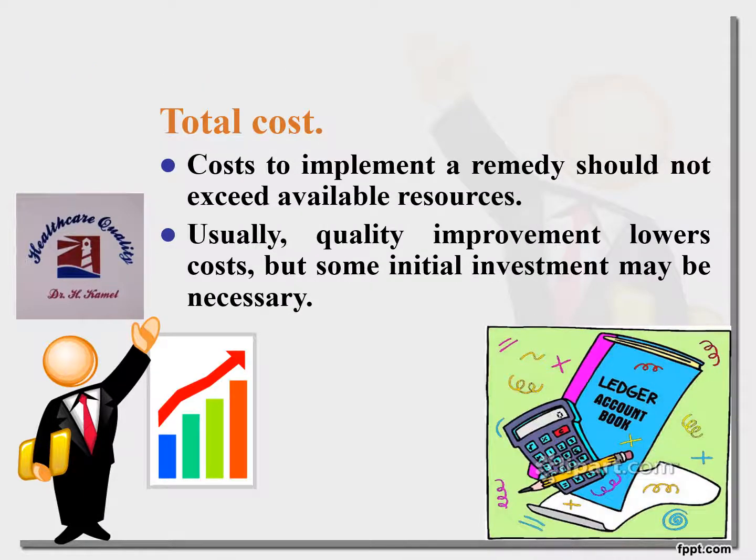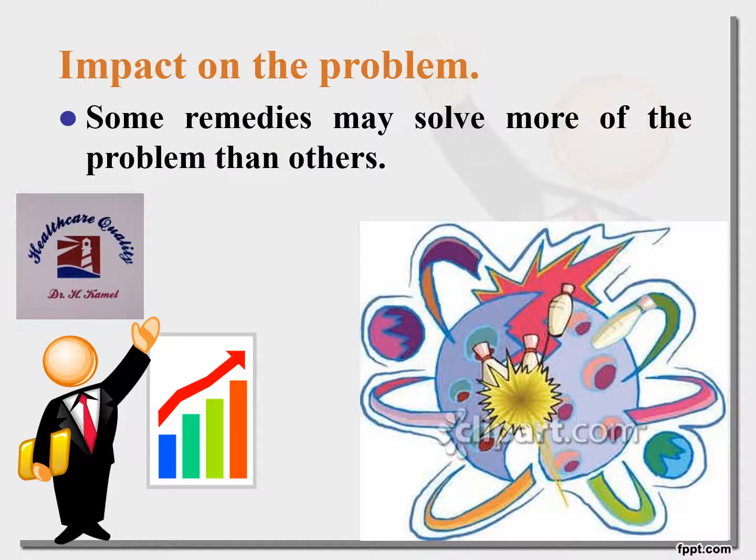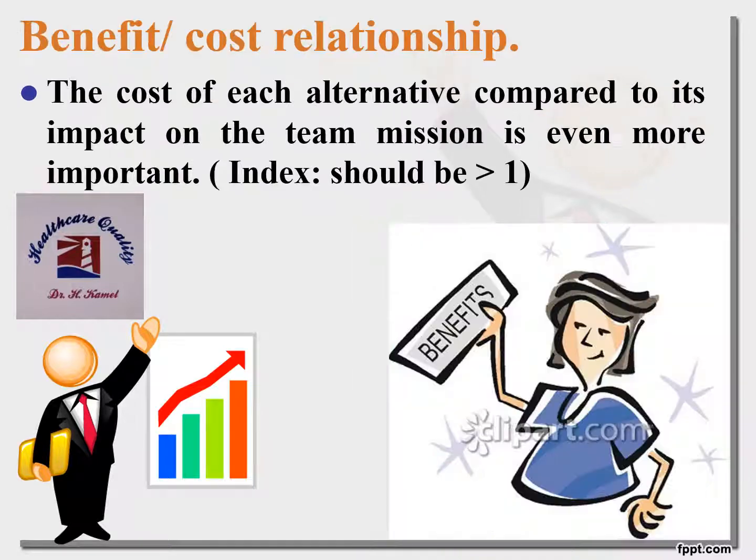Total cost. Costs to implement a remedy should not exceed available resources. Usually quality improvement lowers costs, but some initial investment may be necessary. Impact on the problem. Some remedies may solve more of the problem than others. Benefit-cost relationship. The cost of each alternative compared to its impact on the team mission is even more important. The index should be more than 1.